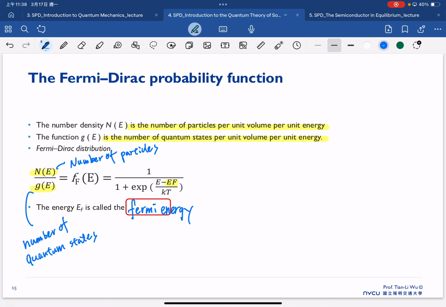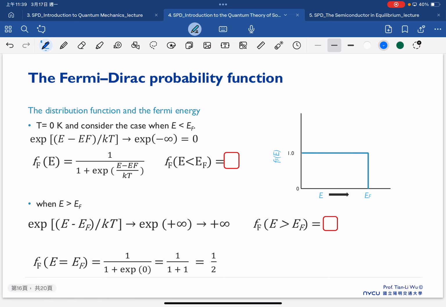Since this is probably your first time hearing about the Fermi-Dirac probability function, let's spend some time talking about it. We can consider several extreme cases to get a better understanding.